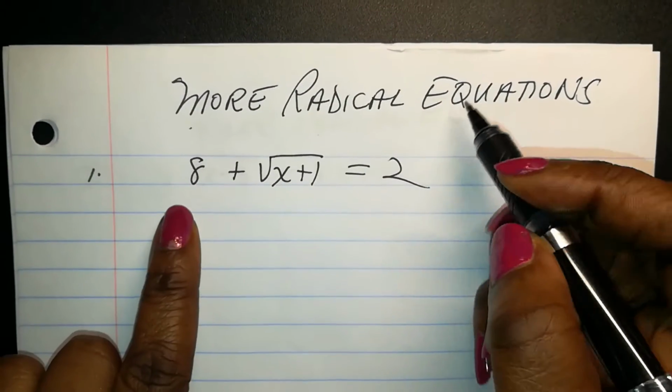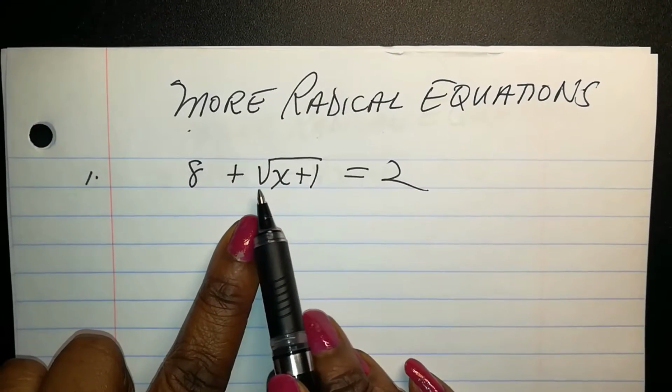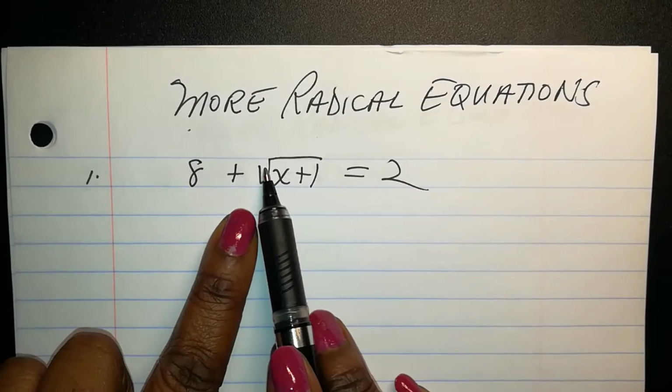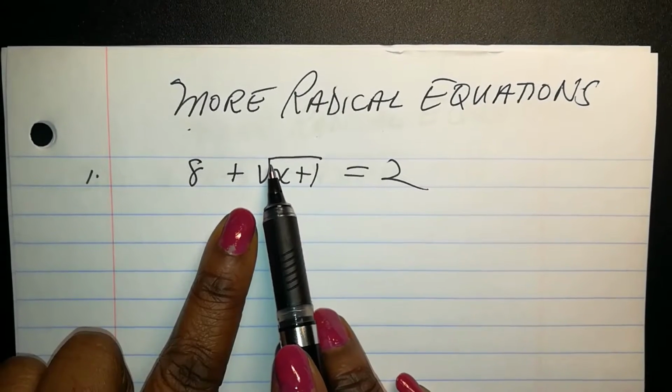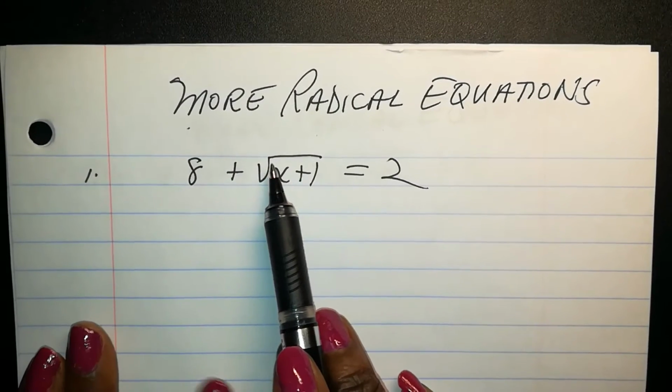All right, here we go. Ladies and gentlemen, as I look at this, I see there is a radical. What type of radical is this, you ask? Well, there's nothing in the index, so when there's nothing in the index, we call it a square root. So that's very important. Square means 2, so that's very important for us.